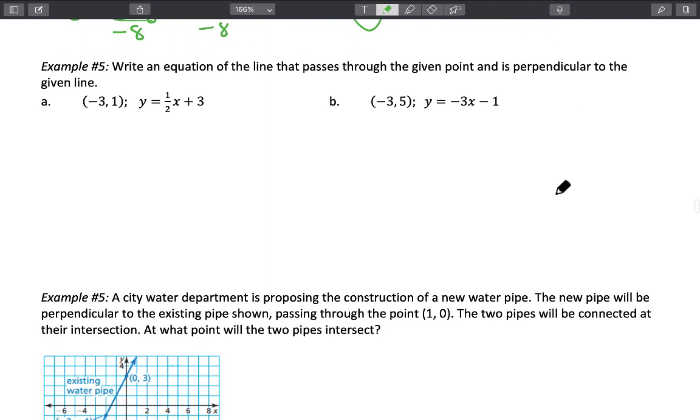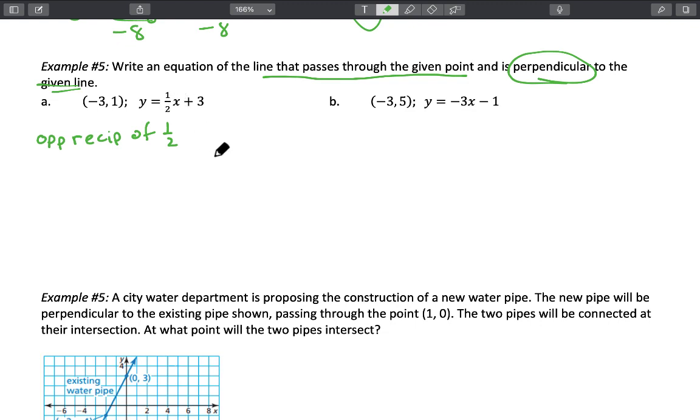All right, for our last example for today, we're going to write an equation of a line that passes through the given point, and this time is perpendicular to the given line. It passes through the point (negative 3, 1), and it has to be perpendicular to y equals 1/2 x plus 3. So the slope of this line is 1/2. You want to ask yourself, what is the opposite reciprocal of 1/2?